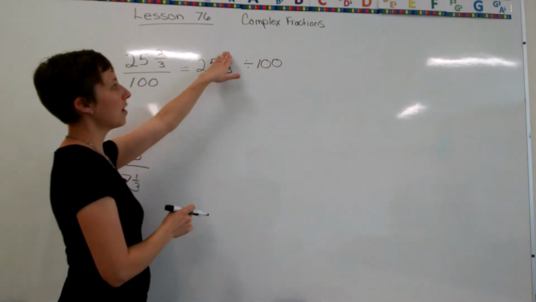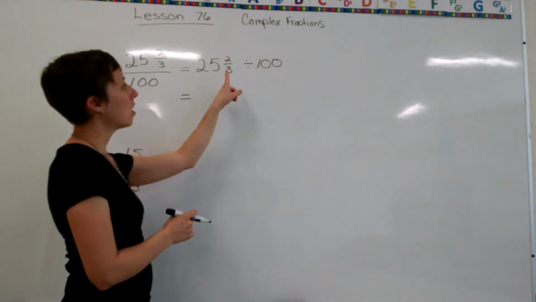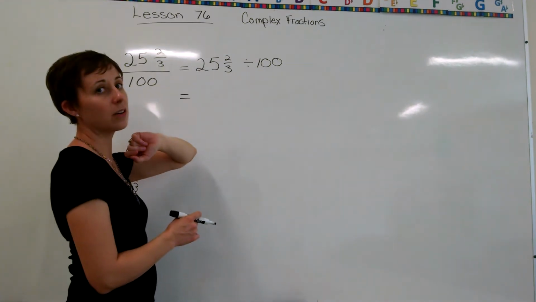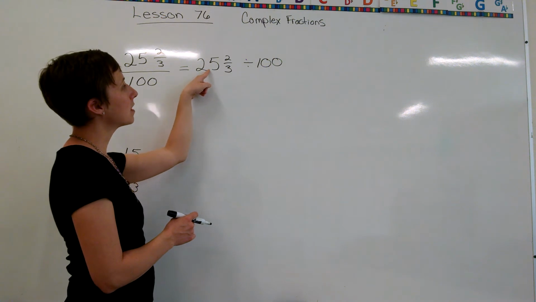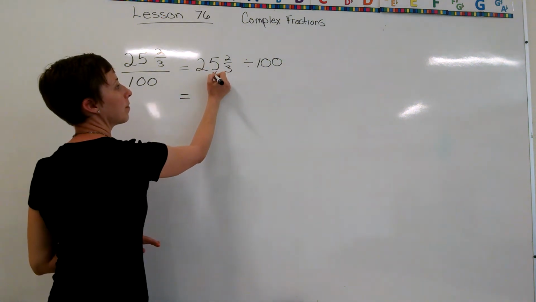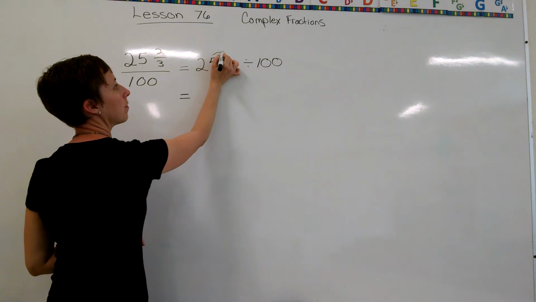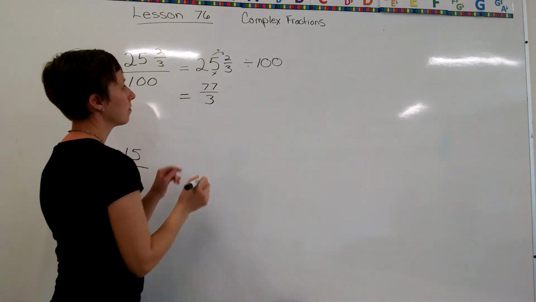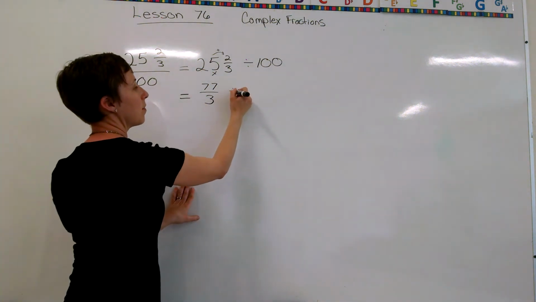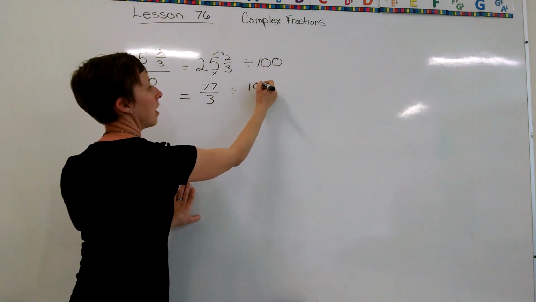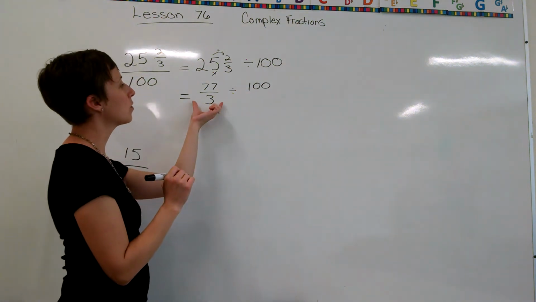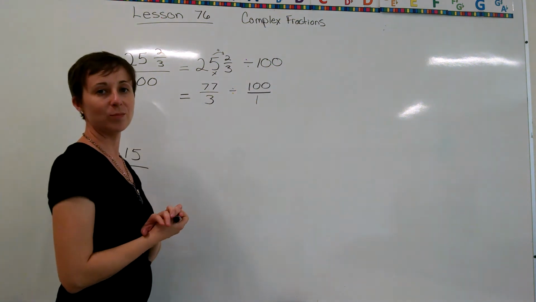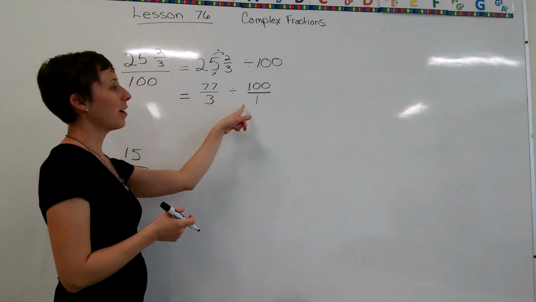To change 25 2/3 into an improper fraction, we take our denominator and multiply our whole number, and then add on the rest of our numerator. 3 times 25 is 75, plus 2. 77 thirds. Okay. Divided by 100. I'm going to write that as a fraction so that I can use it with my other fraction. To turn any whole number into a fraction, we simply put it over 1. We haven't changed it. Now I know what to do.